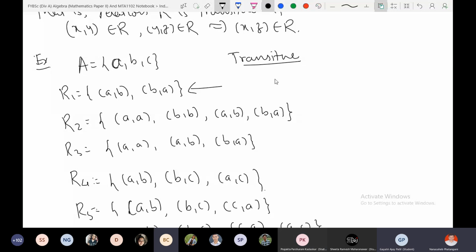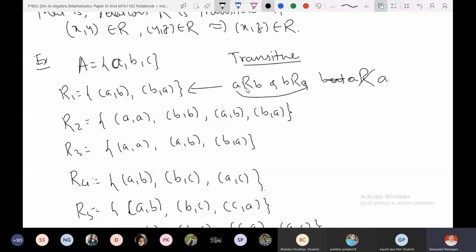R1, is it transitive? No, sir. Why not? Sir, A is related to B and B is related to A, but A is not related to A, right? By transitivity, what we expect is, if A is related to B and B is related to A, then A should be related to A. So this fails, right? So not transitive.